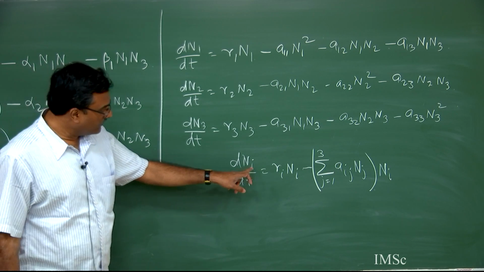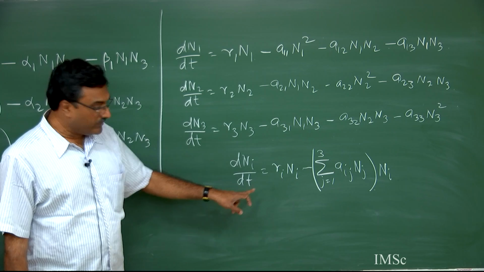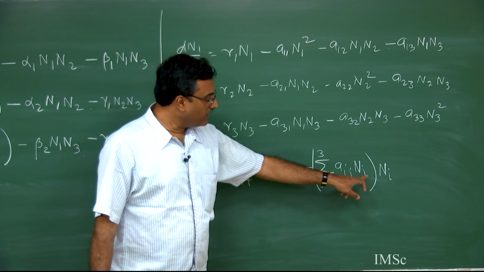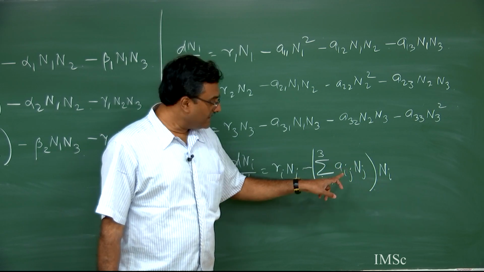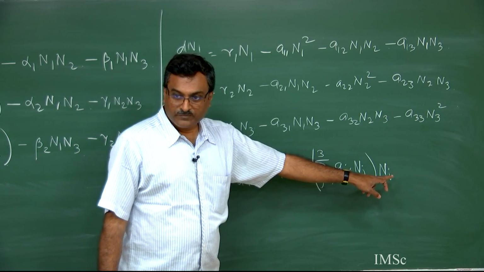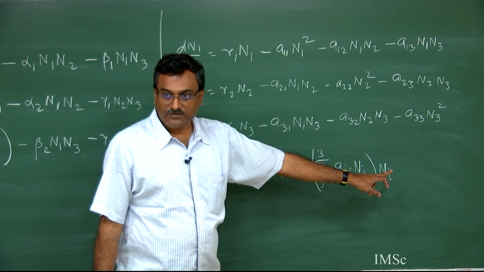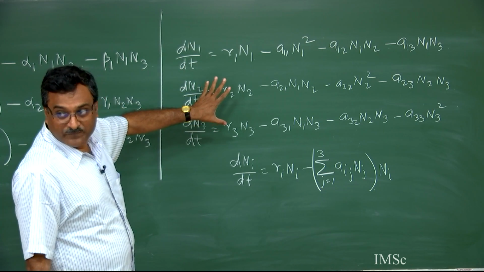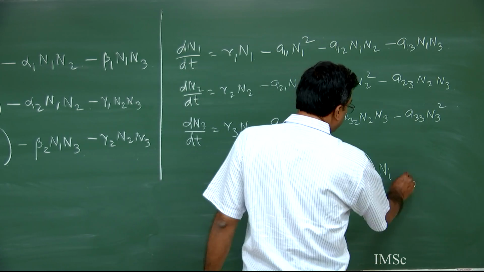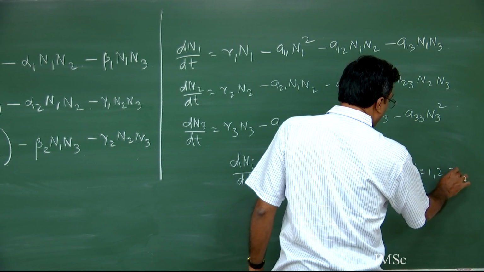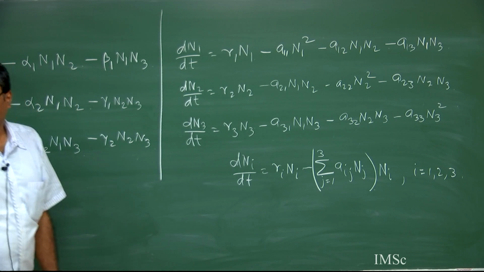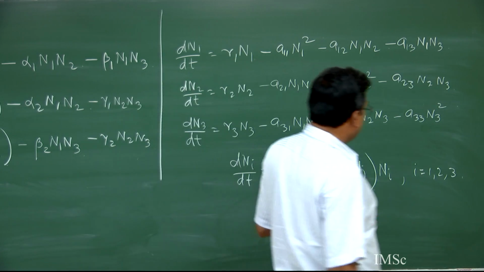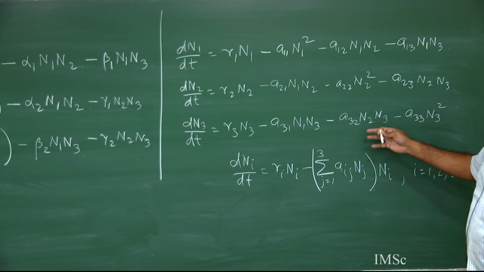So if you substitute i equal to 1 here, dn1/dt equals r1 n1 minus a11 n1 squared, then minus a12 n1 n2 and a13 n1 n3. Therefore, this entire system of 3 equations can be written in a compact form like this, where i equals 1, 2, 3, right?